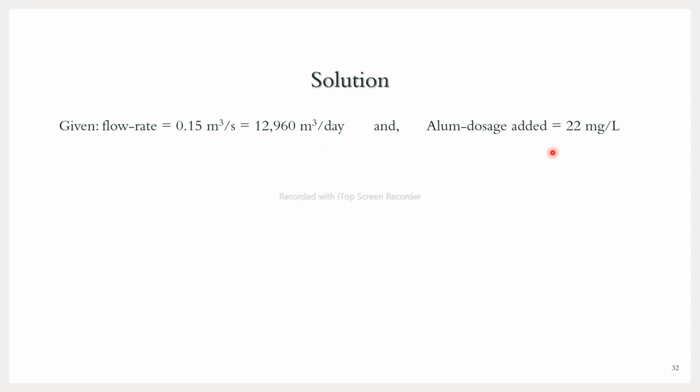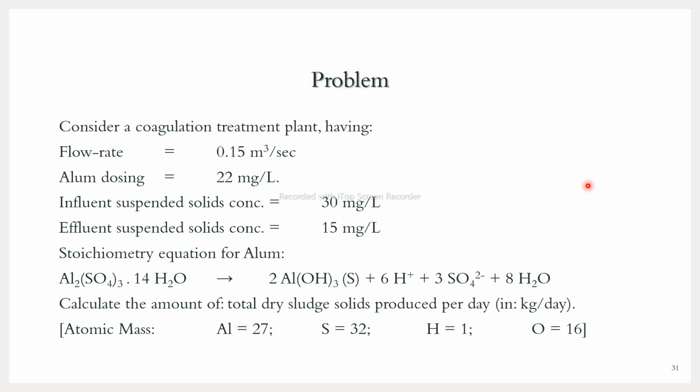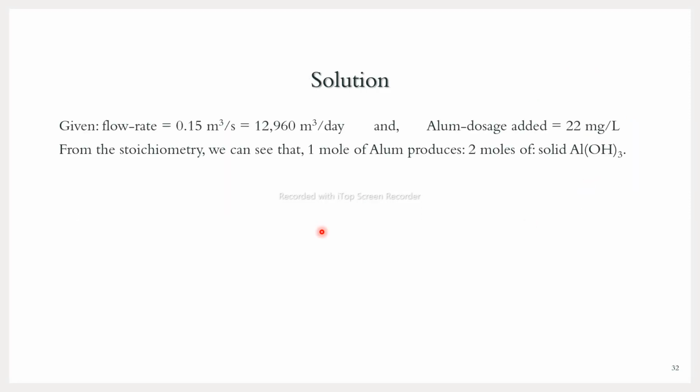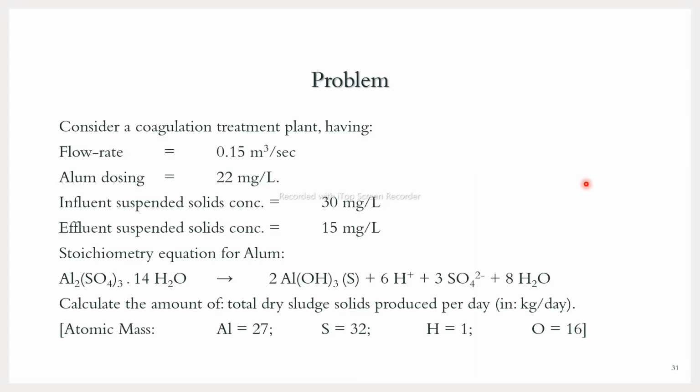And alum dosage added is given in the question as 20 milligram per liter. Yes, alum dosage is given. Okay. So now from this stoichiometry, we can see that 1 mole of alum produces 2 moles of solid aluminum hydroxide. So 1 mole of alum is producing 2 moles of aluminum hydroxide solid, dry solid sludge. That we can see.